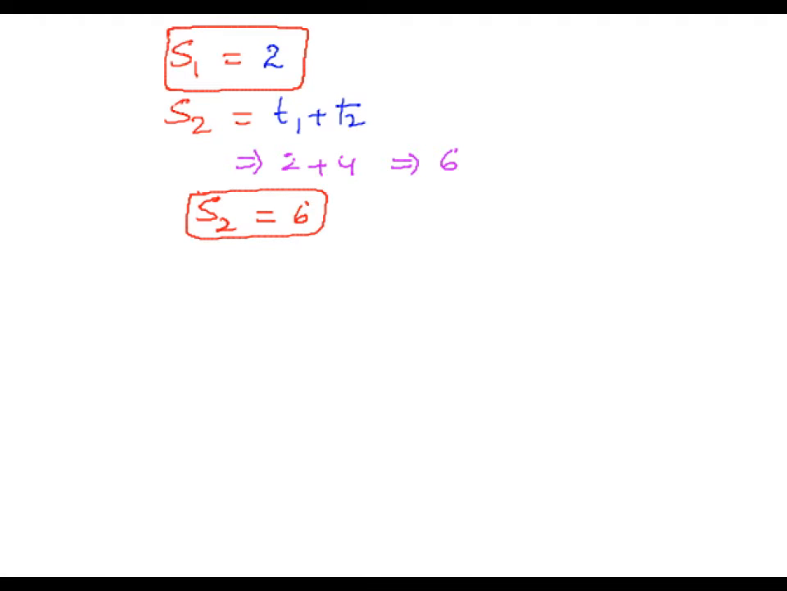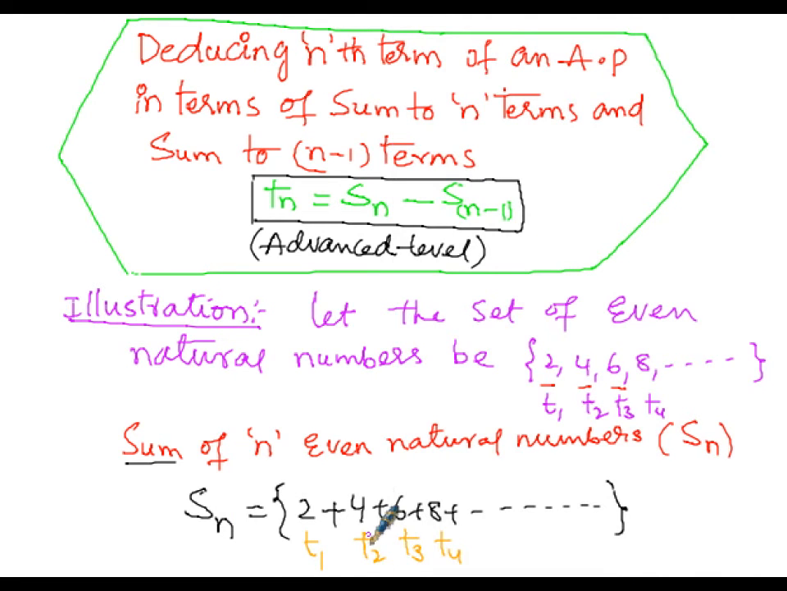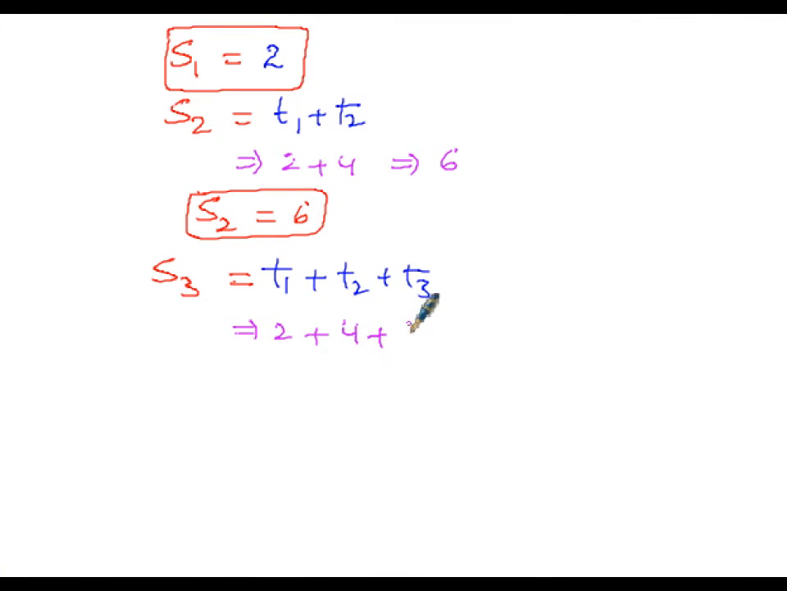Then later, in order to get the sum of the three terms, the first three terms are T1, T2 and T3. All three terms must be added up. The first term is 2, plus the second and third terms, which are 4 and 6. 4 plus 6 is 10, 10 plus 2 is 12. In this manner I got the sum of all 3 terms as 12.